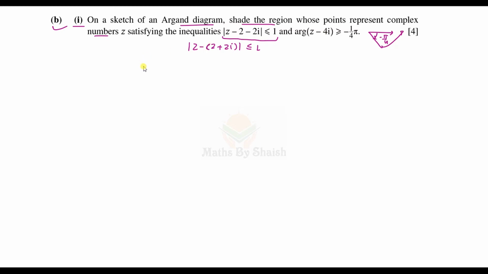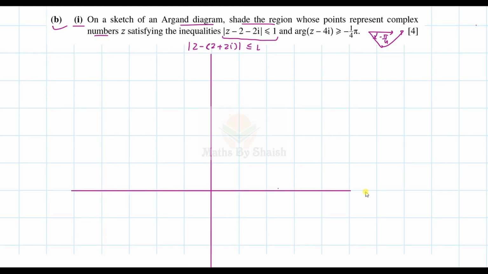So let's draw it. So here is the real axis and this is the imaginary axis. So we'll mark the required points. First thing is, we require to mark the center. Center is (2, 2), so 2 here, 1 box means 1 unit, so this is the center, this is (2, 2), and the radius is 1, so we'll draw a circle. So it is a circle with center (2, 2).